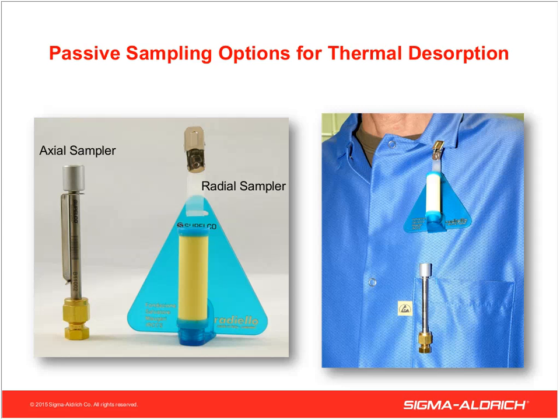Passive samplers don't need an air sampling pump. There's a couple of choices for thermal desorption. The axial sampler on the left is simply an 89 millimeter single bed stainless steel thermal desorption tube with a passive sampling cap and a lapel clip. The radial sampler on the right has an adsorbent cartridge inside the yellow diffusive body. A triangle support plate and lapel clip allows it to be worn by a person. Both types of samplers can be used for both personal monitoring and area sampling.